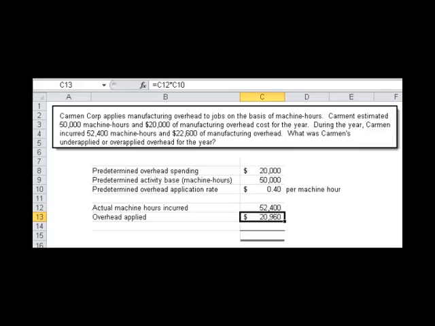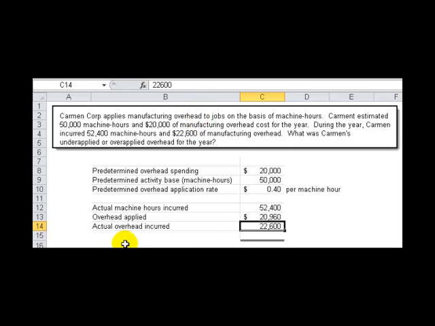You multiply the value in C10, the machine hour rate, times the actual machine hours. So you can see the formula there, up here. 40 cents times 52,400 gets you 20,960. Now, the actual overhead incurred was 22,600, given right there.